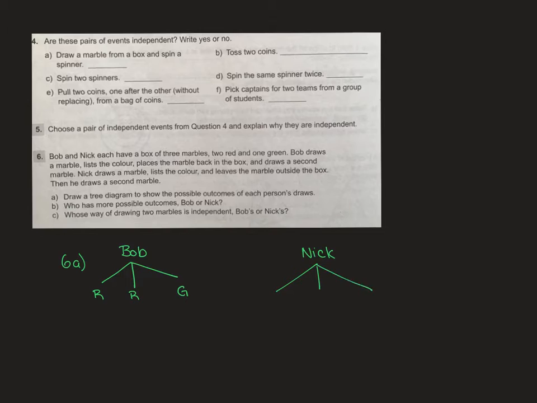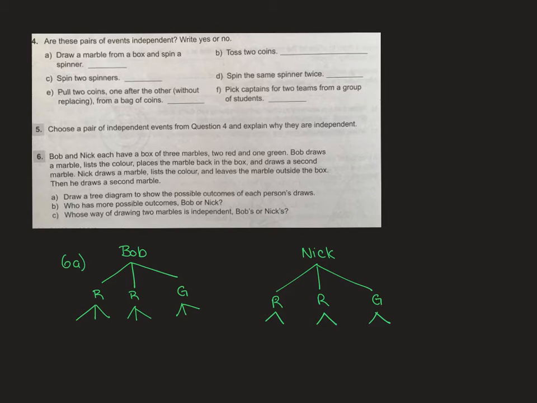They'll both have the same first options. The difference will be who has options the second time, right? Bob drops a marble, lists the color, places the marble back, and draws a second marble. So he still has 3 marbles when he chooses his last one, whereas Nick draws the marble, lists the color, and leaves the marble outside. So he actually only has 2 left to choose from.